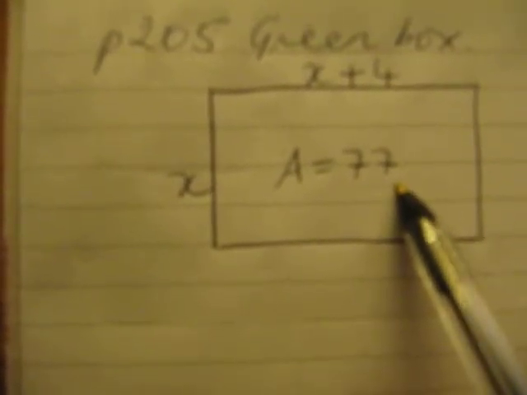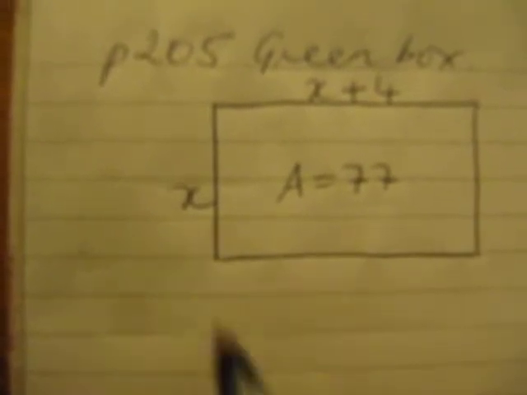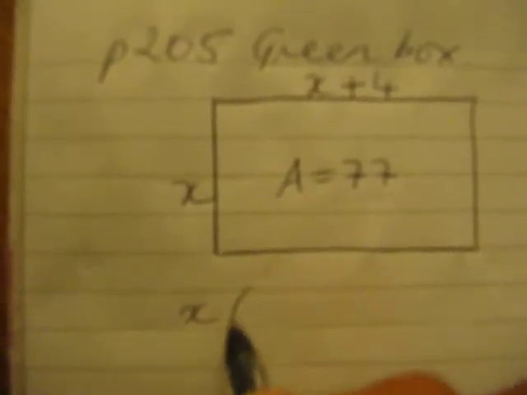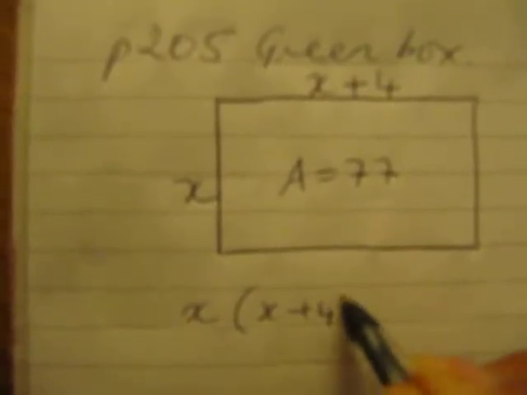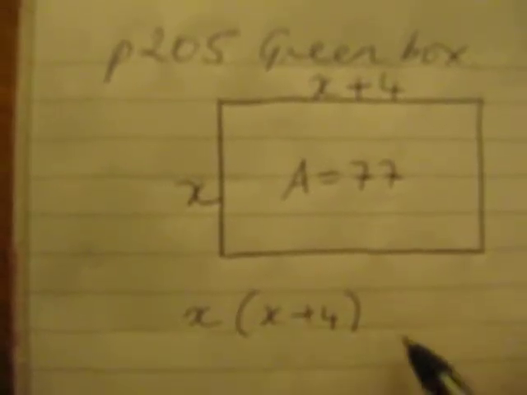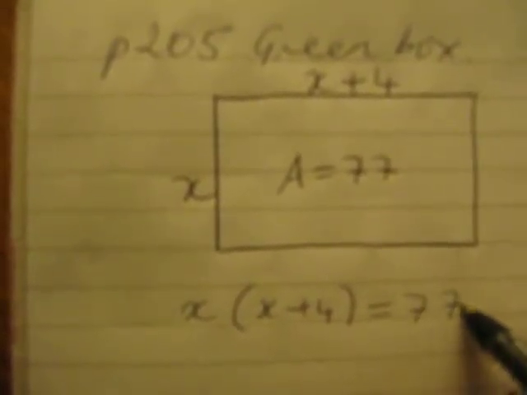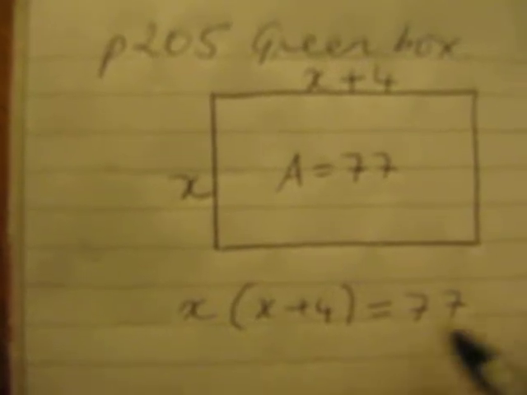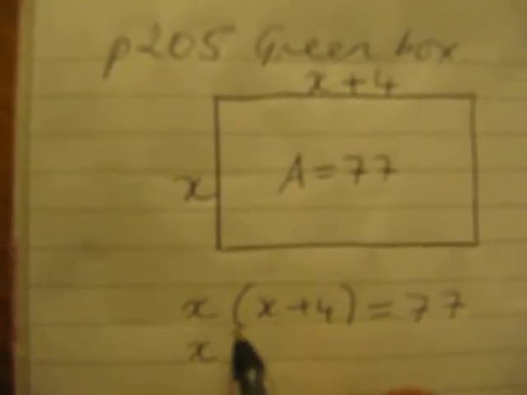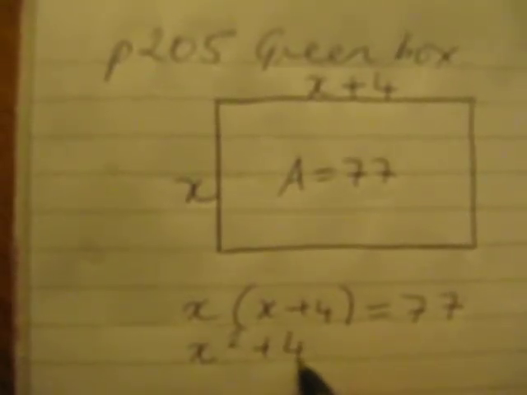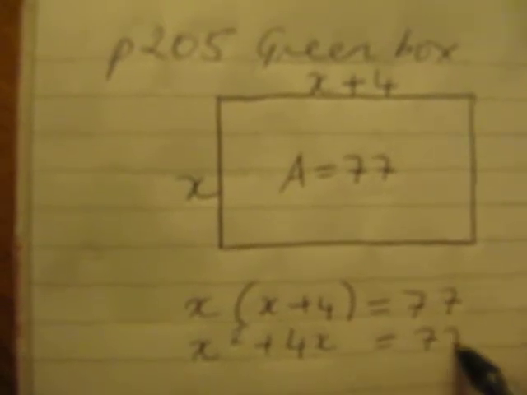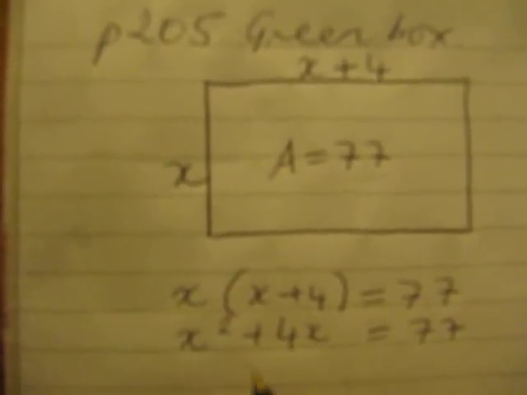But we know that the area is found by doing width times length. So we can do x times x add 4. So that would give us the area. But we're being told in the question that that equals 77. So now we can multiply out. And it's become a quadratic.